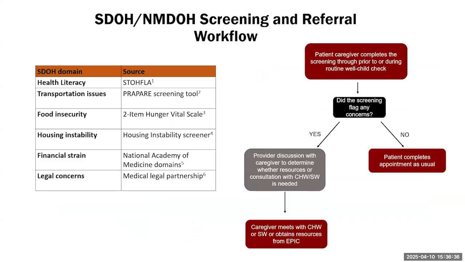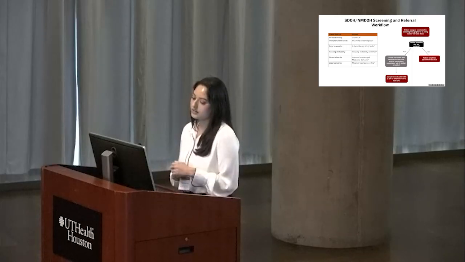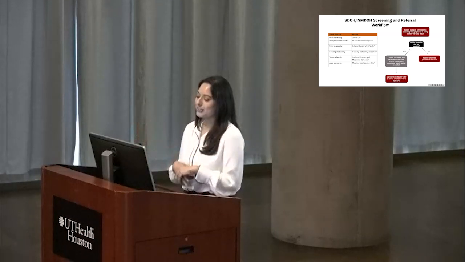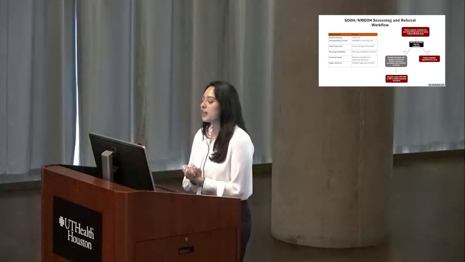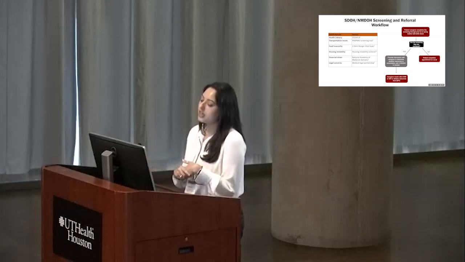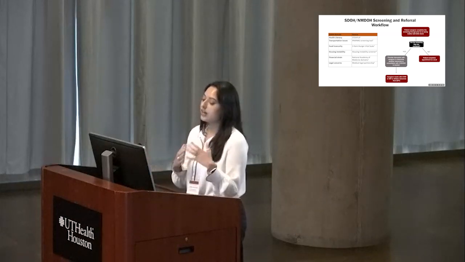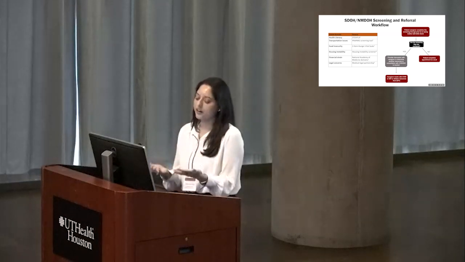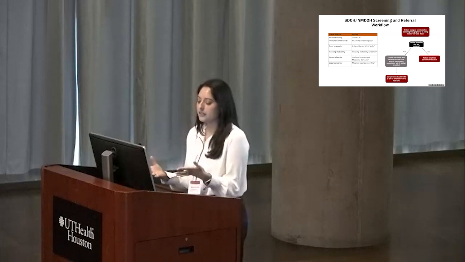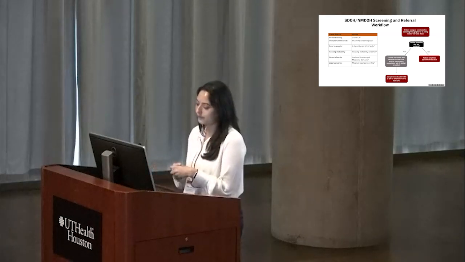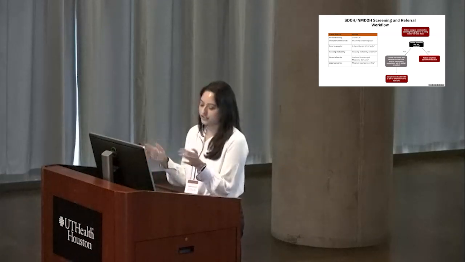So after that meeting, the 6 domains that were selected were health literacy, transportation issues, food insecurity, housing instability, financial strain, and legal concerns. And across our overall screening, these are the core components. First, the patient or caregiver will complete the screening either prior to or during the visit. If there's a positive screen on any of these 6 domains, that should result in the provider discussing with the caregiver the fact that they flagged positive and whether they want any resources or a consultation with a community health worker or social worker. Of course, if there was no need flagged, then they just complete the appointment as usual.